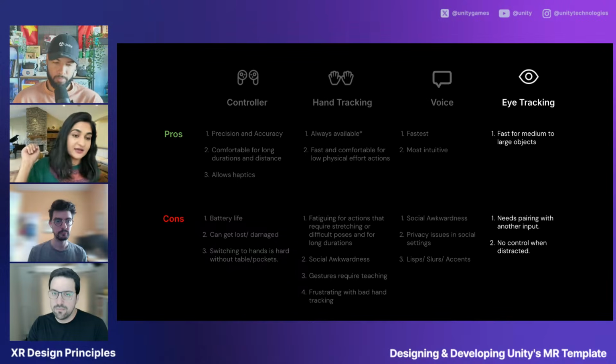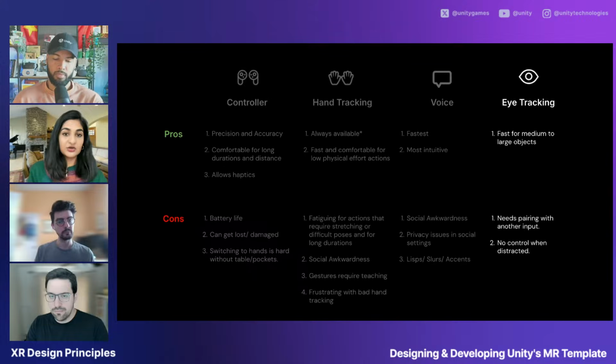So let's say I flash a bright light on something. You are going to look towards it. You don't really have full control over eyes like some of the other mediums. So you should just be aware of the pros and cons of all the inputs to make a good decision on what works best for your app.